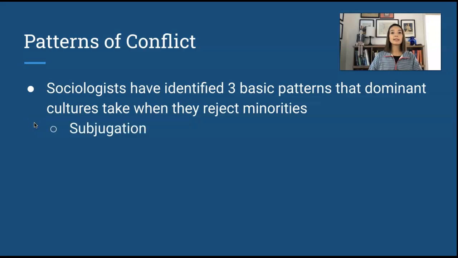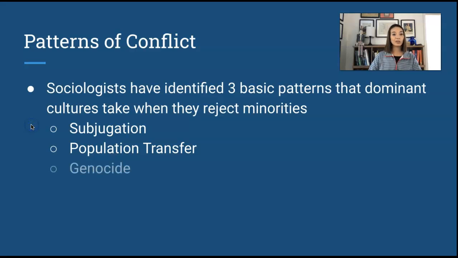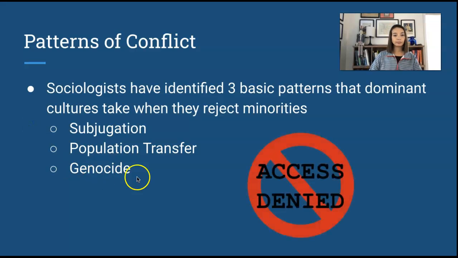The first one is subjugation, and as you are going to see in just a minute, subjugation has two subcategories that we will be talking about and providing examples for. The second one is population transfer, with examples for that one too, and then genocide is the most extreme form of these patterns of conflict. While I won't be showing any pictures of the acts of genocide, I will be giving you examples of those.